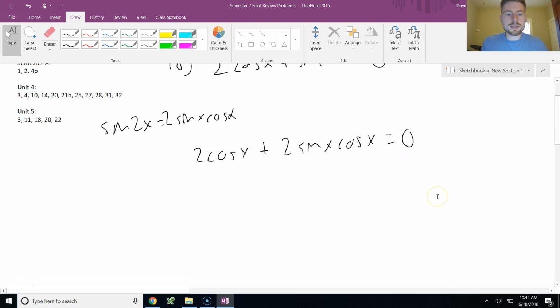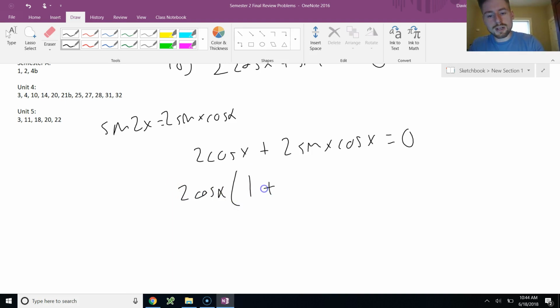And this helps us because now everything has the same argument. We can factor things out because we've got cosine x in two places. So we would factor a 2 cosine x out. We get 2 cosine x times 1 plus sine x equals 0. To see what I did, you could just redistribute the 2 cosine x back through, and you would get what you started with. You're just pulling that common factor out. We can divide both sides by 2. 0 divided by 2 is still 0.